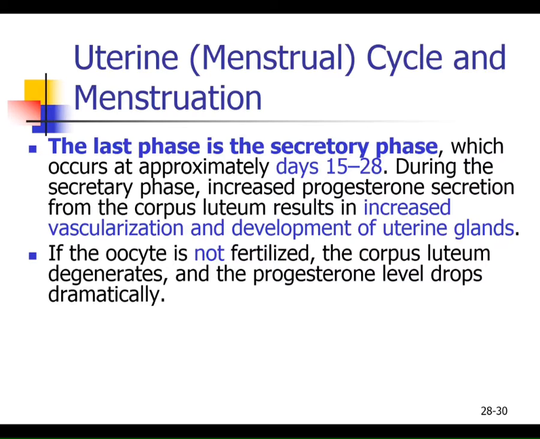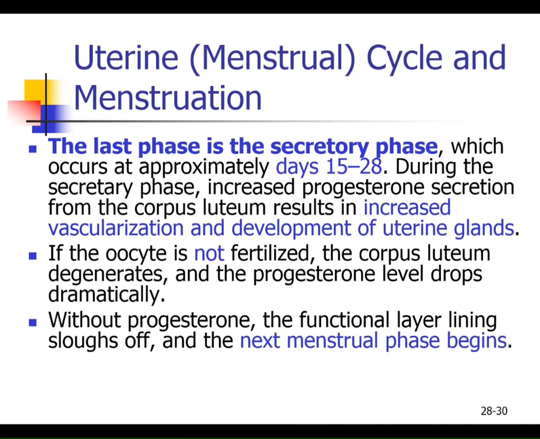Now, if there is no fertilization, if the oocyte, if the egg was not fertilized, I told you the corpus luteum will degenerate, right? After 10 or 13 days, it'll regress down to the corpus albicans. The hormones are no longer produced. There was no embryo, it wasn't fertilized, and now the endometrium will go through the sloughing off again as the progesterone levels drop. Okay, so the next menstrual phase will begin.